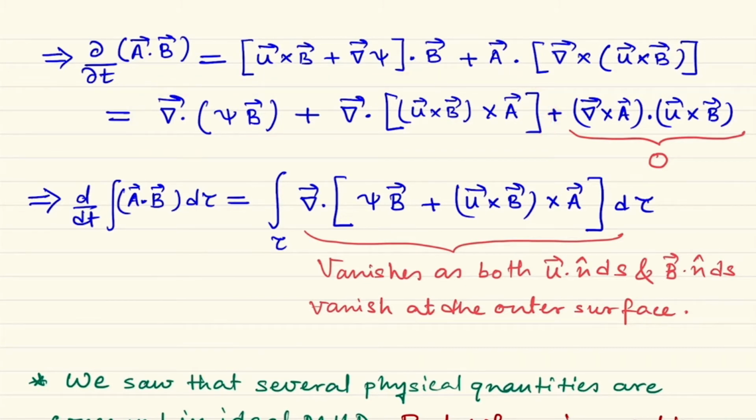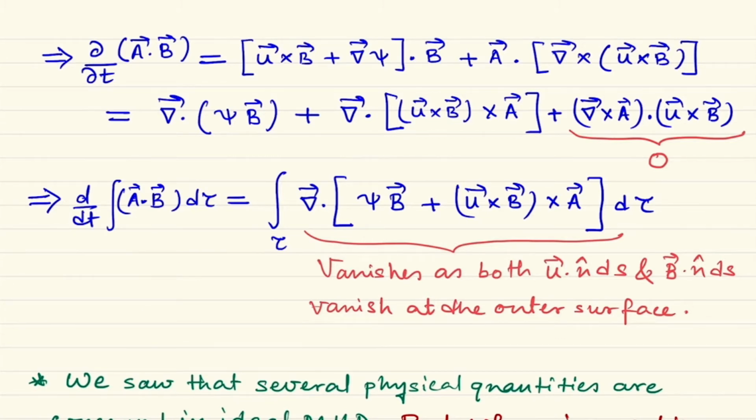So you see in the whole proof, del T of A dot B is nothing but a divergence of a whole thing, where the thing under this divergence has no problem vanishing at infinity, because it will contain either terms like B dot ds or terms like U dot ds. So in any case, this will ascertain the inviscid invariance of the magnetic helicity.